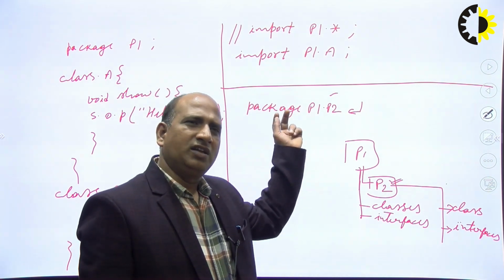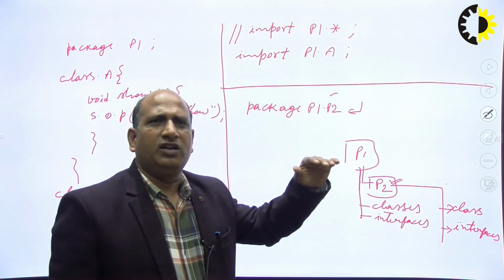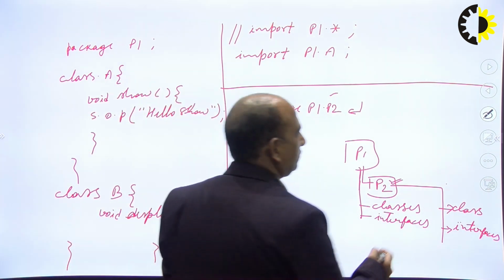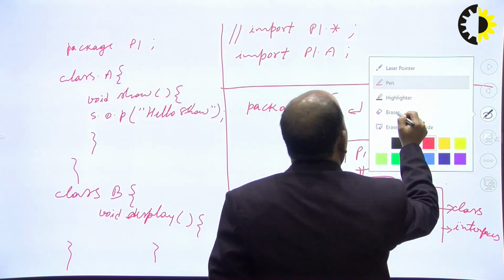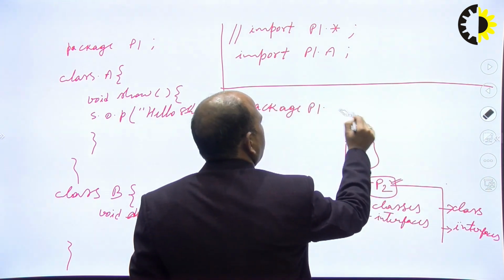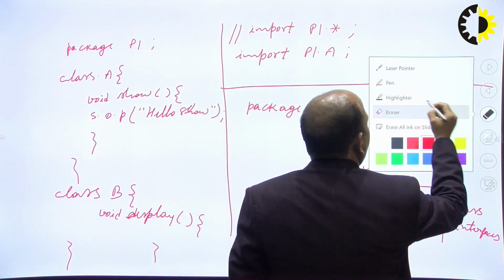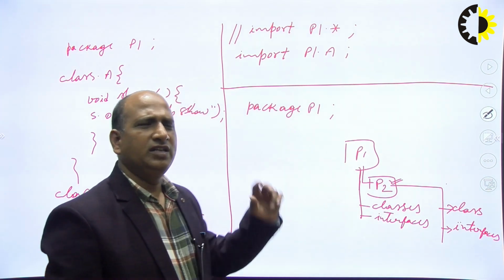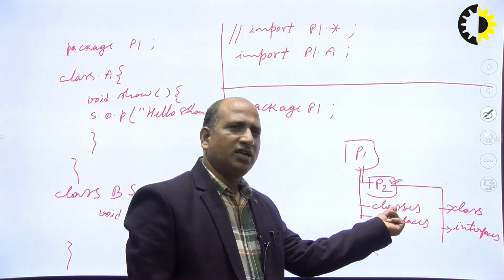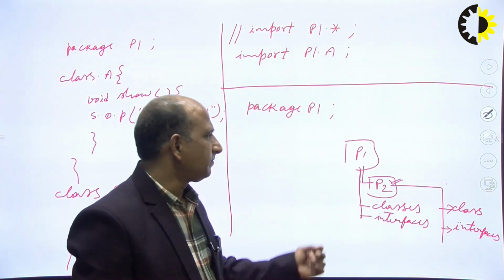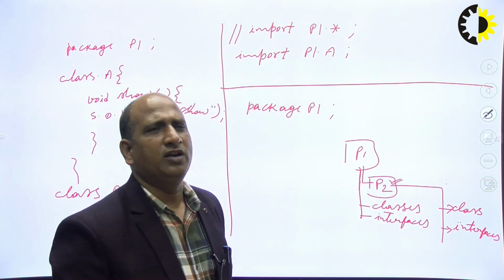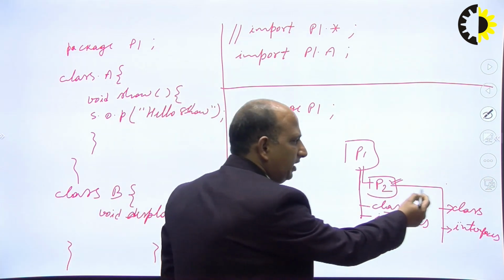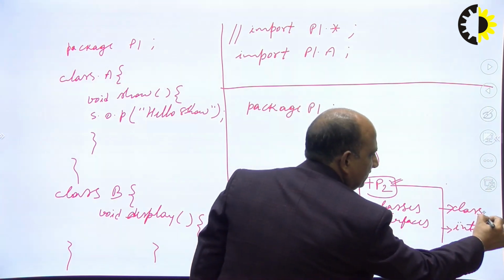Now the compiler will create a folder p1. Within that folder it will create a folder p2. This way you can create a sub package also. Now understand the situation. I have a package p1, and within that package there are certain classes, certain interfaces, and some sub package also. This sub package has its own classes and interfaces.